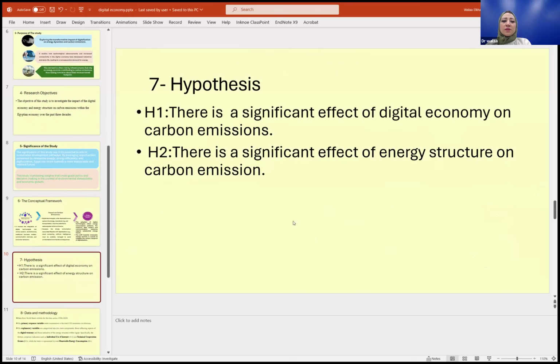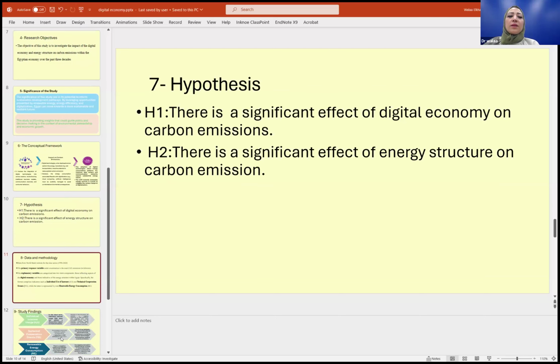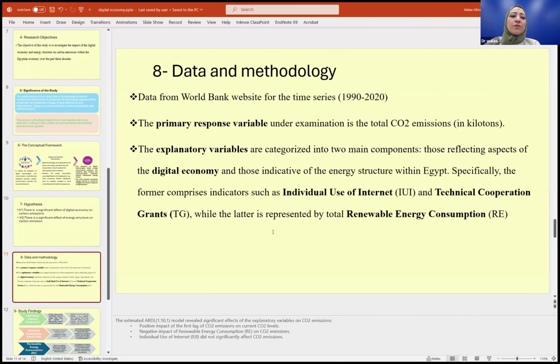The hypothesis of the study, H1, there is a significant effect of the digital economy on carbon emission. H2, there is a significant effect of energy structure on carbon emission. The data and methodology. Data was derived from the World Bank website for the time series 1990 to 2020.